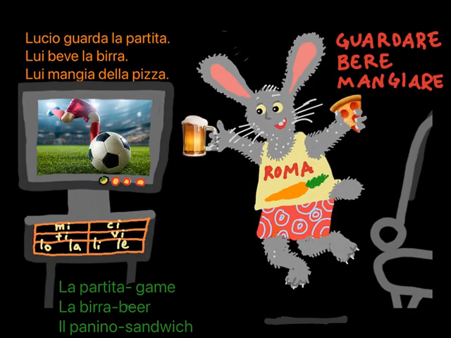All right, so let's see the rabbit Lucho. Hairy, scary, burly, surly. Lucho guarda la partita. And then you might see the vocabulary in here and in here that will help you with the sentences. Lucho guarda la partita. Lucho watches the game.